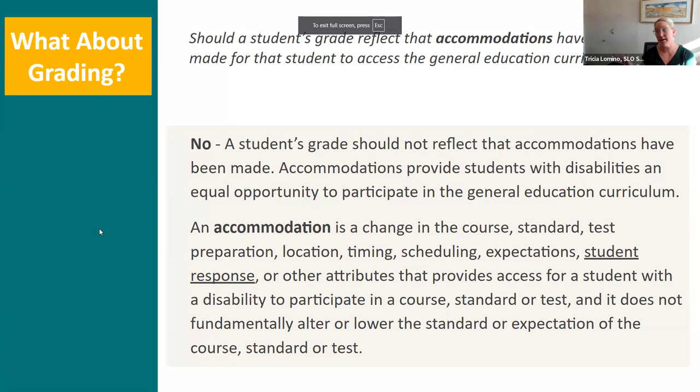Okay, so the question we get actually from teachers a lot more than parents is, what about grading? Do accommodations affect a student's grade, and can it be marked on their report cards? So the answer for accommodations is no. A student's grade should not reflect that accommodations have been made.